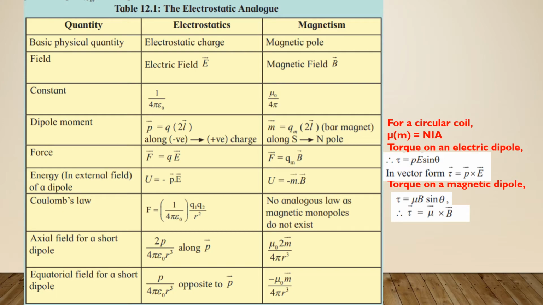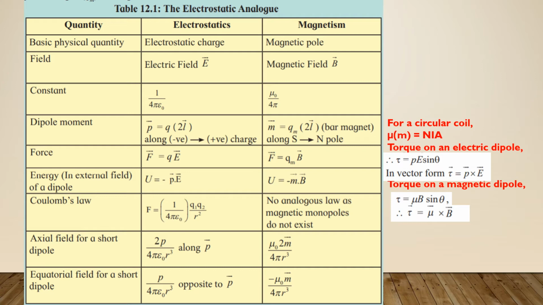Students, here is the table showing analogy between certain terms from electrostatics and magnetism. Such a comparative study will help you for better understanding of concepts and remembering the formulae. Let us go through the concepts one by one.